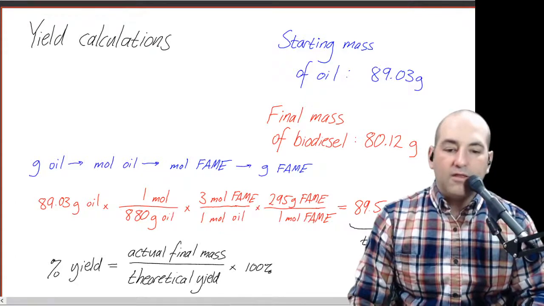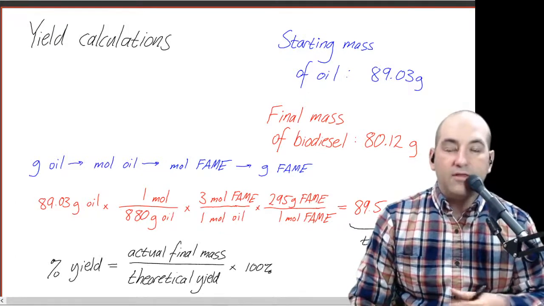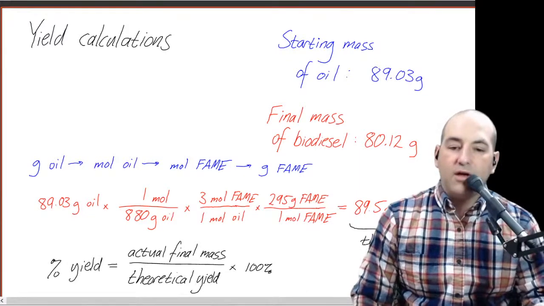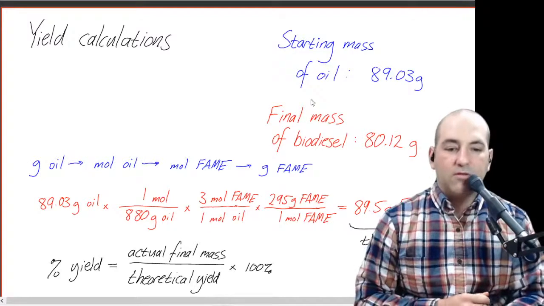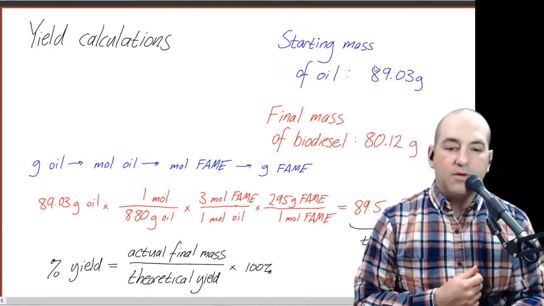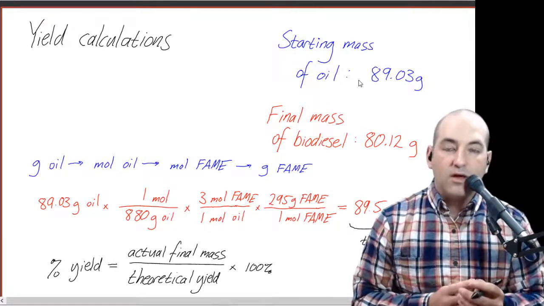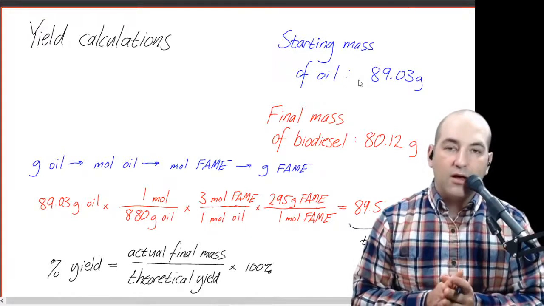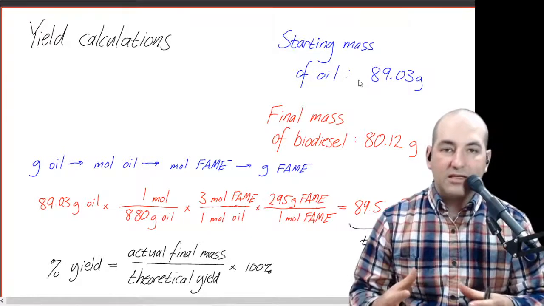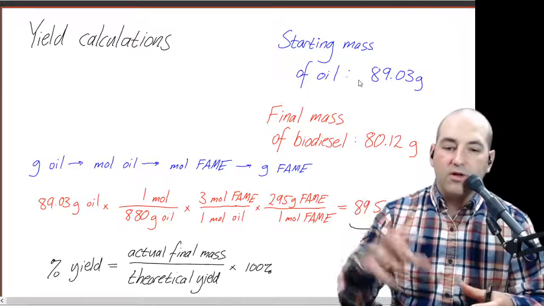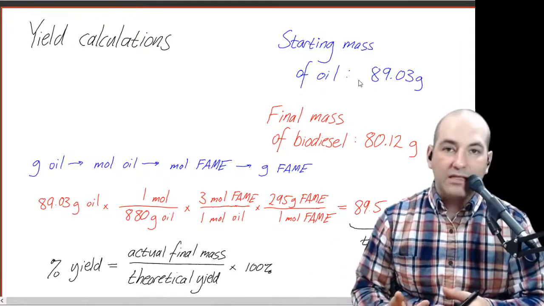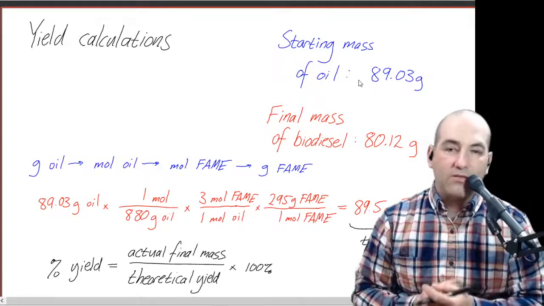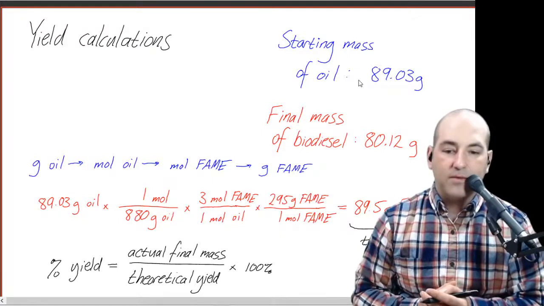And then the final mass of biodiesel is what you will get this week or next week when you come to lab and you take out your final biodiesel and weigh it. All right, so this red one you may not have yet, but the one up here you should have. And if you don't, you may have to do some subtraction. So if you weighed a flask and then you put the oil in the flask and then you weighed it again, you have to look at the difference in those 2 weights so that you're subtracting out the weight of the flask and you have that starting mass of oil.